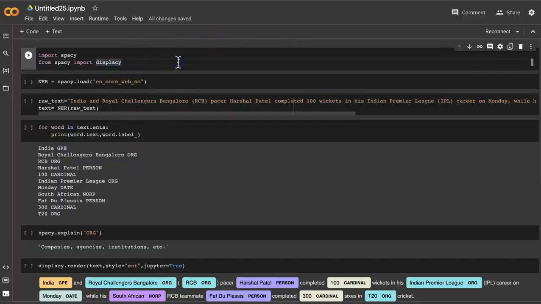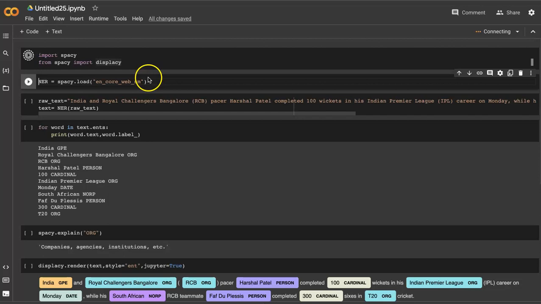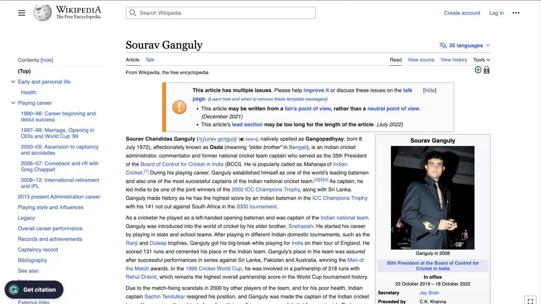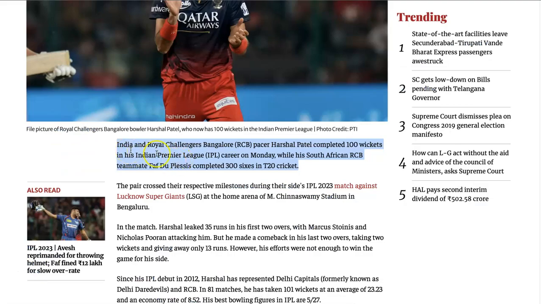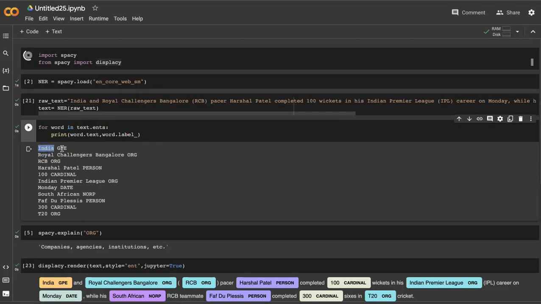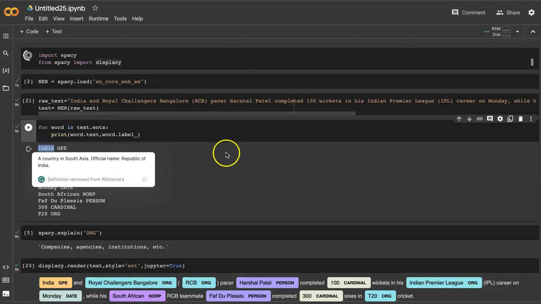I have already run it once. If you just import spaCy and this package, I have put the same paragraph here. Now if you look, it already predicts. India is a GPE. These are the terminologies for spaCy.